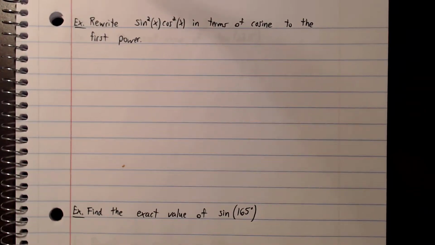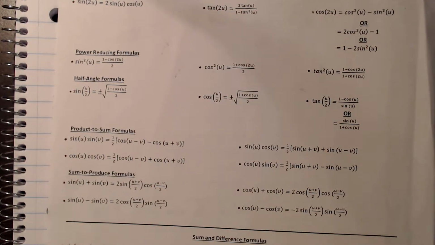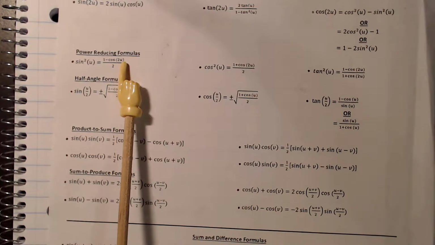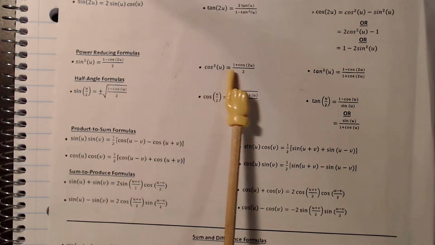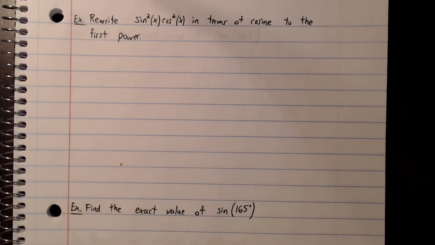The next problem that they ask us is going to be rewriting sine squared x, cosine squared x in terms of cosine to the first power. So we have a power of 2 and we're trying to change it to a power of 1. That's reducing. That's power reducing, which luckily we have formulas for, right? Power reducing. Sine squared gives us this, 1 minus cosine 2u over 2. Cosine squared gives us 1 plus cosine 2u over 2. I need each of these because both of them show up in our problem.